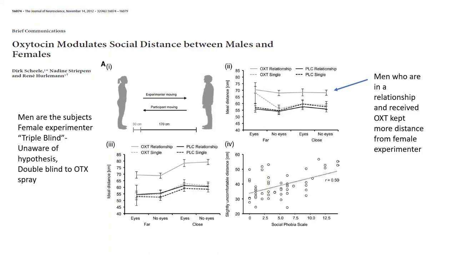So they have men who were either single or in a committed relationship. The female confederate would move into the social space of the men, and they looked at what oxytocin did as a function of that. And quite simply, men who were in a committed relationship kept their distance from the female confederate. If she moved her chair closer, they would slide back. And this was irrespective of eye contact or whether the female was coming from a long way away or starting from a closer position. So that really, again, tells us that oxytocin probably plays a role in pair bonding.